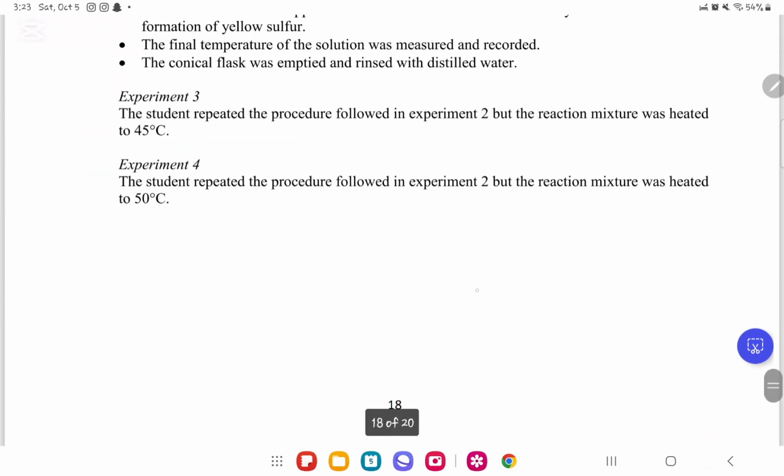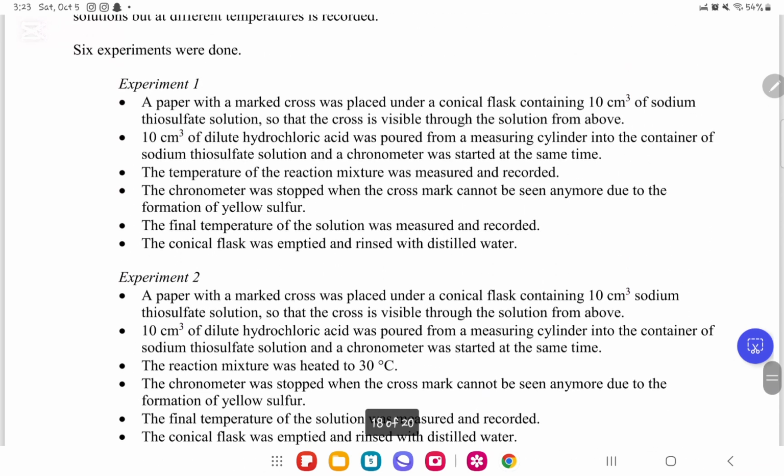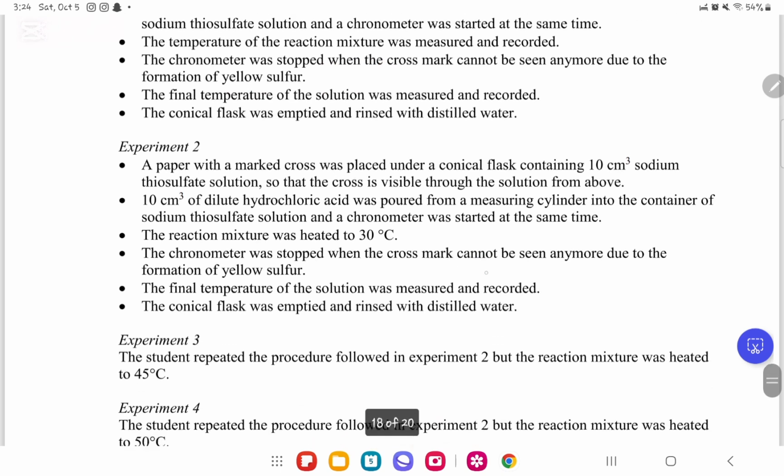So let's read experiment 1. A paper with a marked cross was placed under a conical flask containing 10 centimeter cubed of sodium thiosulfate so that the cross is visible through the solution from above. 10 centimeter cubed of dilute hydrochloric acid was poured from a measuring cylinder into the container of sodium thiosulfate solution, and a chronometer was started at the same time. The temperature of the reaction mixture was measured and recorded. The chronometer was stopped when the cross mark cannot be seen anymore due to the formation of yellow sulfur. Formation of what? Precipitate. The final temperature of the solution was measured and recorded. The conical flask was emptied and rinsed with distilled water.